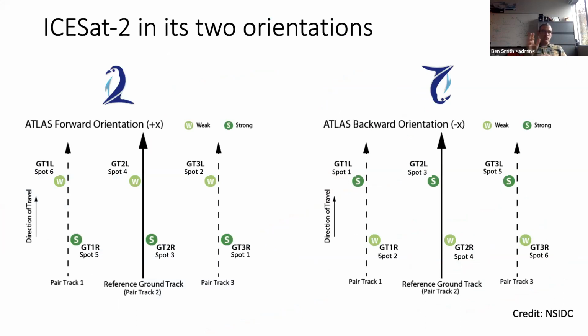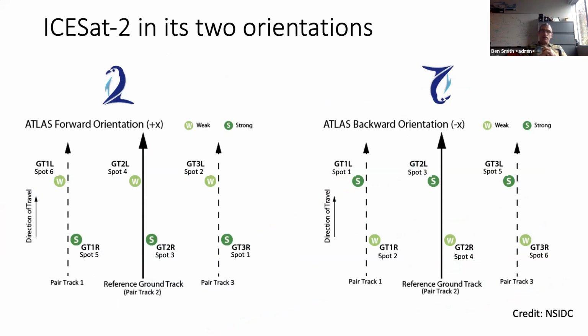And ICESat-2 switches between these two orientations a couple of times a year to maximize the amount of light that it gets on its solar arrays. So you may look at a file and find that GT1L is strong. You may look at a file and see that GT1R is strong.